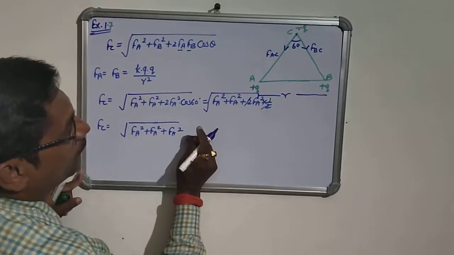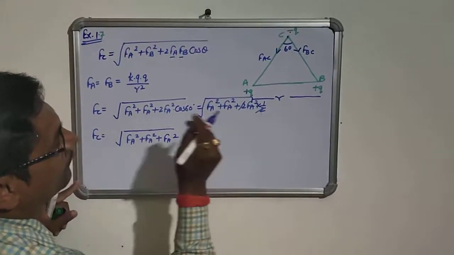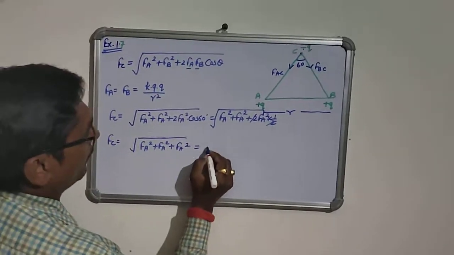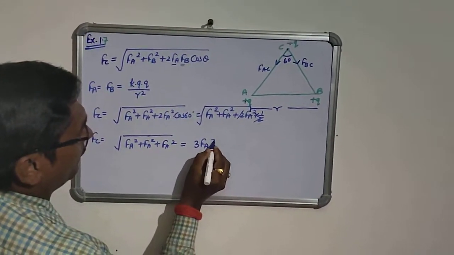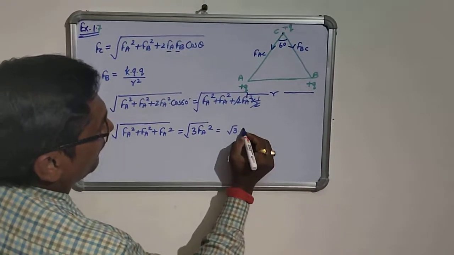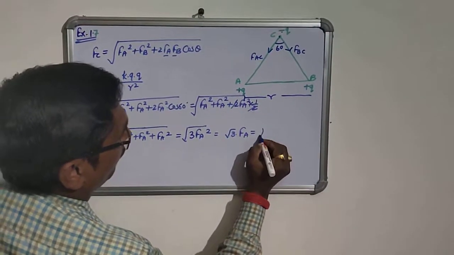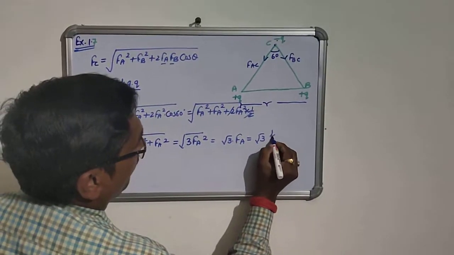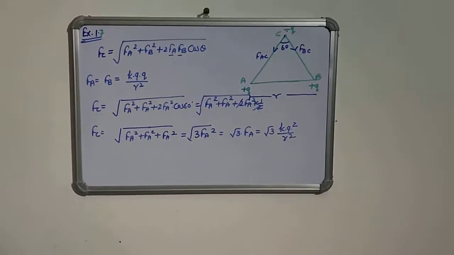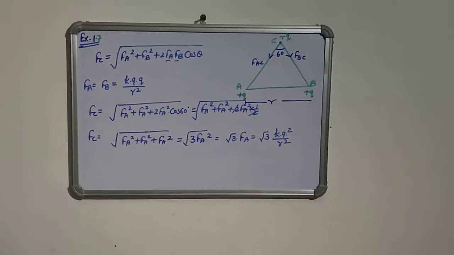So this becomes the square root of 3 F_A square, which equals root 3 F_A, and root 3 F_A equals root 3 kQ square upon R square. This is the resultant force on charge C.